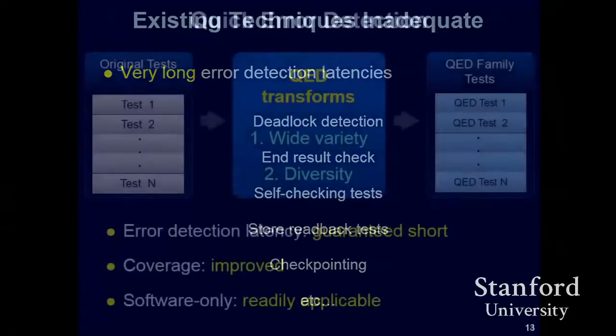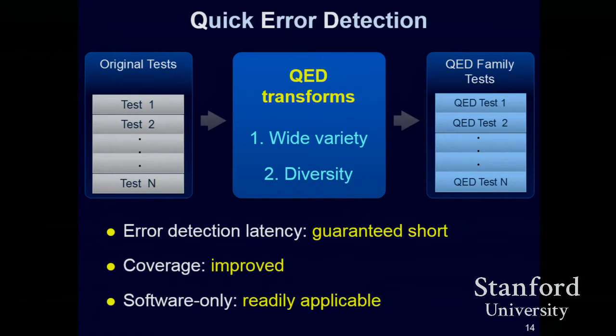So what do we do? How do we solve this problem? Here comes the high-level picture of what QED, or quick error detection, does. It takes existing tests, which I call original tests, like your games, your applications, or all sorts of random instructions, and we pass them through a tool called a QED transformation tool. What are these QED transformations? They're some mathematical transformations. I'll give you some examples to give you an intuition very soon. What comes out of these QED transformations are a whole bunch of tests that we call QED family tests. Now, these QED family tests have some very interesting properties. For example, you will be able to prove that the error detection latency is guaranteed to be very short.